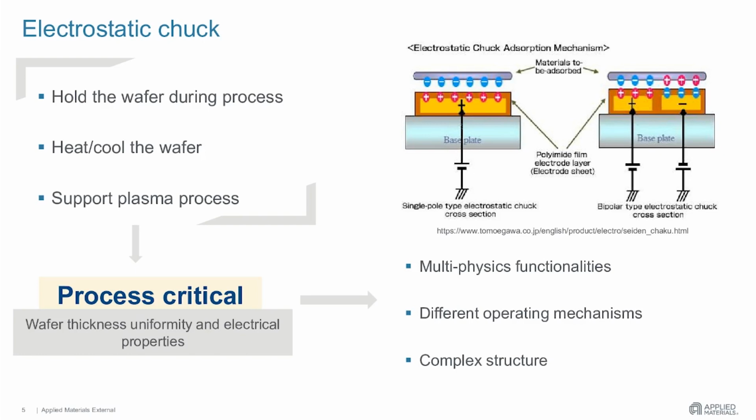On the right is a schematic. There are multiple types of chucks depending on how charge is coupled along with the wafer. There can be single polar, bipolar, but the physics is again multi-physics, offering different functionalities which the chuck has to support, and there can be different operating mechanisms depending on the process and the kind of wafer we are looking at, and the structure can get complex. There can be multiple layers depending on heating or cooling.